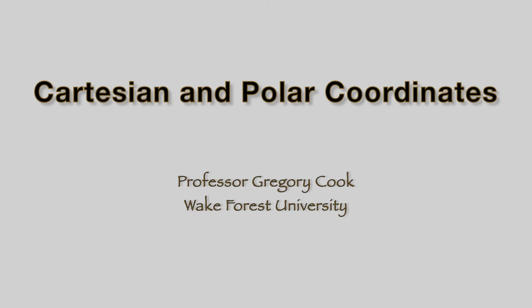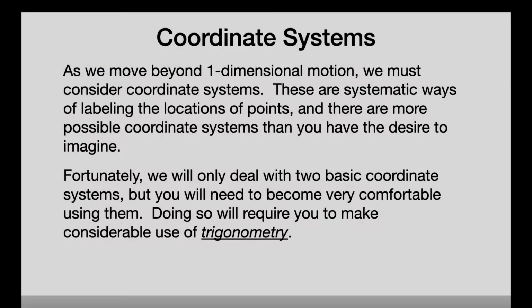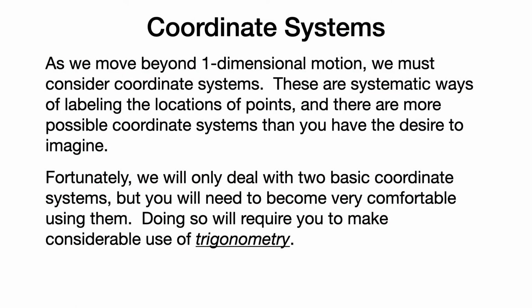In this module, we are going to be considering Cartesian and polar coordinates. As we move beyond one-dimensional motion, we must consider coordinate systems. These are systematic ways of labeling the locations of points, and there are more possible coordinate systems than you have the desire to imagine. But these are necessary things because we need them to set a frame of reference within which we can specify things like position and velocity and so forth.